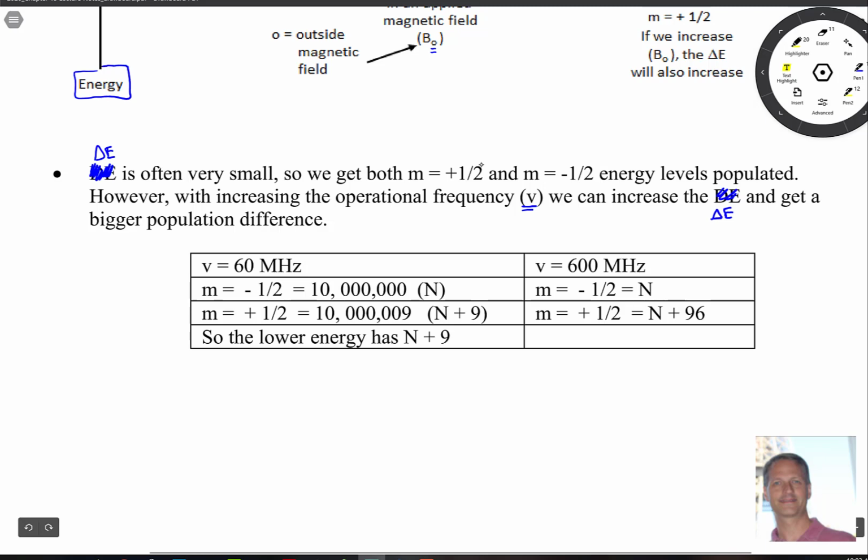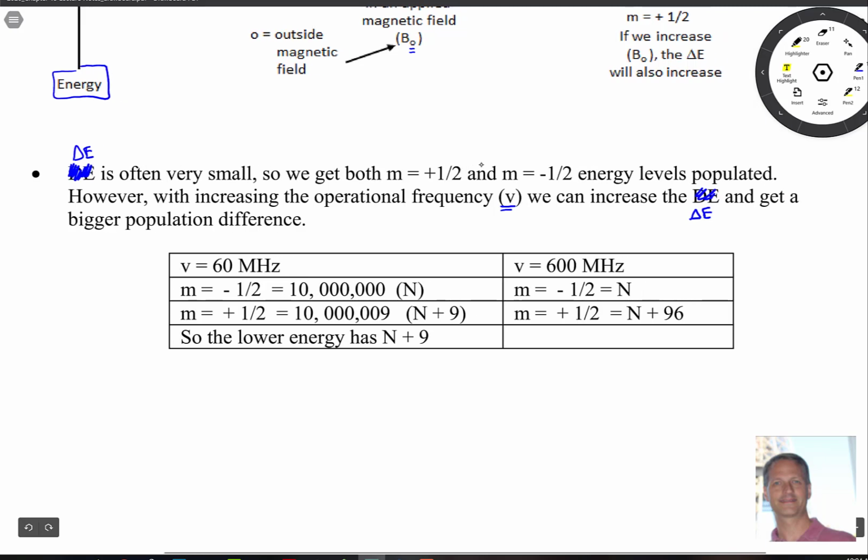Now, if you go up 10 times, right, up to 600 megahertz, then the upper energy level is N, and the bottom one is N plus 96. So you get 96 extra there. So that's nice, but still, it's a very insensitive technique, and we're not seeing a lot of protons move from a lower to a higher energy state. Now, in our next little section here, we're going to talk about how energy is absorbed. So we're going to look at that little video again, a little animation, and we'll talk about the absorption process.